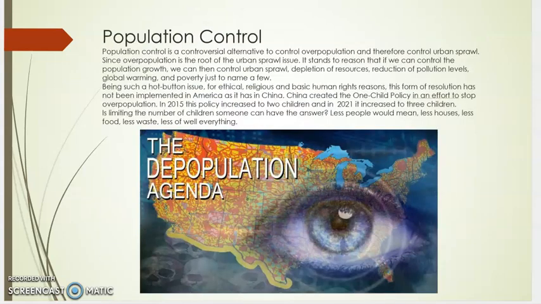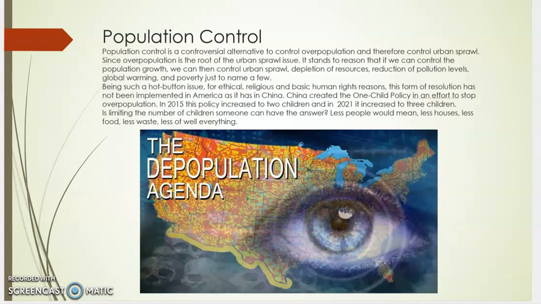Population control is a controversial alternative to control overpopulation and therefore control urban sprawl. Since overpopulation is the root of the urban sprawl issue, it stands to reason that if we can control the population growth, we can then control urban sprawl. Depletion of our resources, reduction of pollution levels, global warming, and poverty, just to name a few.